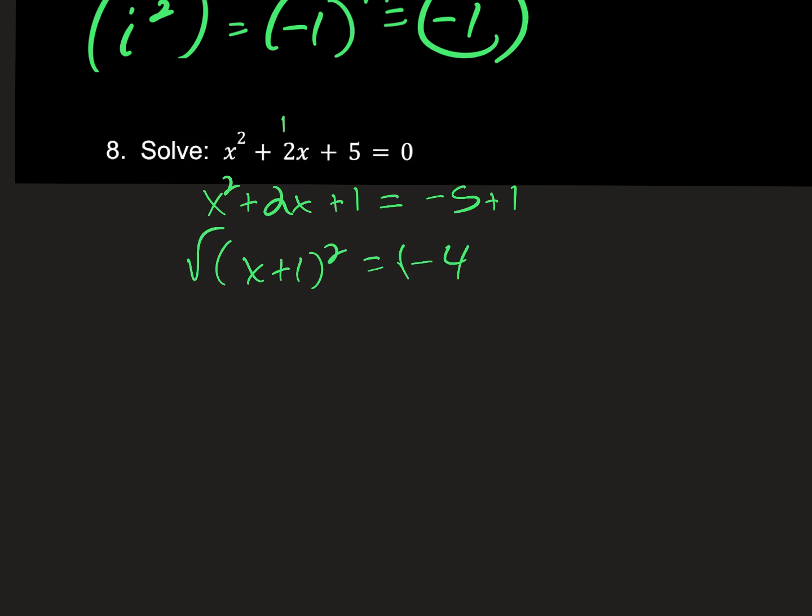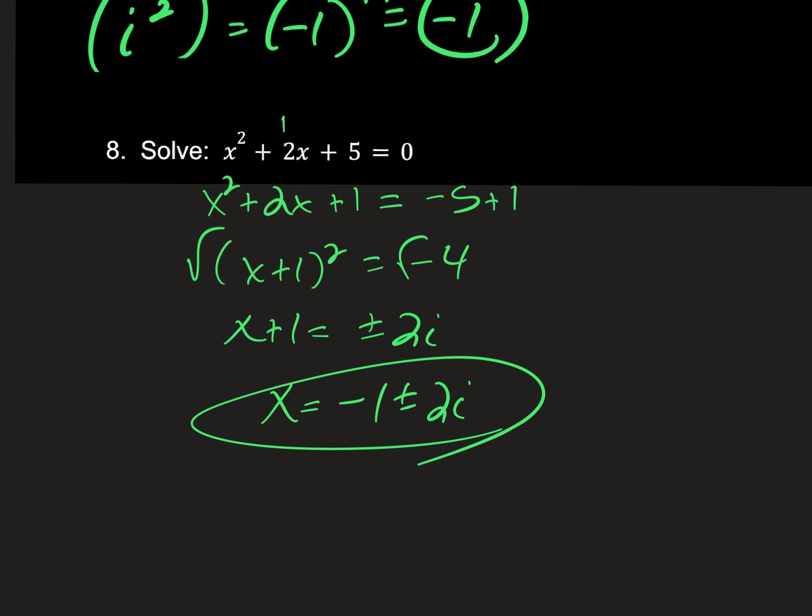Take the square root of each side. On the left-hand side, the square just goes away. Right-hand side, plus or minus. Because it's a negative square root, take an i out, then take the square root of 4, which is 2i. Let's move the 1 to the other side, and put it in front of the plus or minus sign. There you have it.